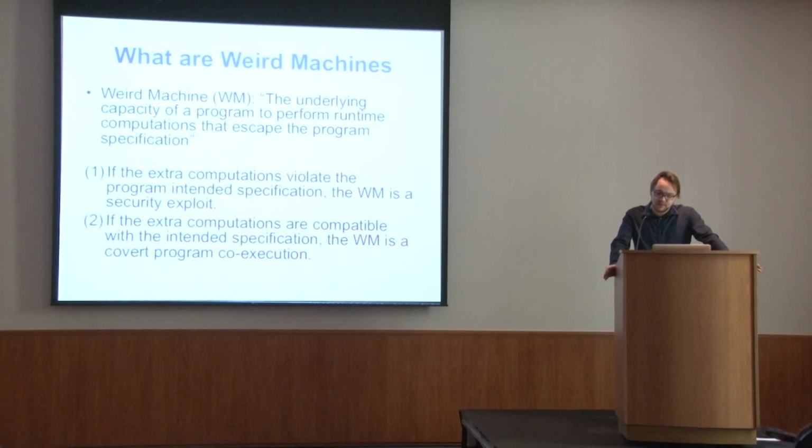Let's distinguish two classes of weird machines. One is when the computation actually violates the specification. In that case, we can see the weird machine as a security exploit, or inversely, we can see the security exploit as a weird machine. And sometimes the computations are not intended, but they are compatible with the specification of the program. This is slightly different. In that case, it's more like a covert execution of the program. The program is doing something it's not really supposed to do, but there's no corruption. It's just something that happens on top of what the program is supposed to do.